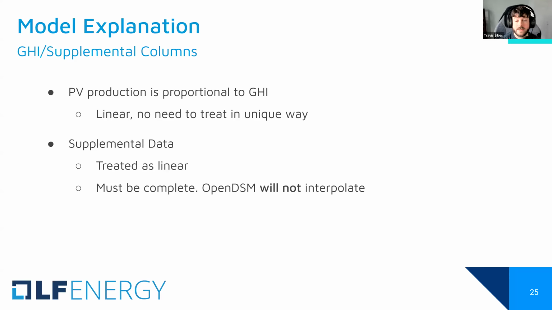In terms of the supplemental data that I brought up before, again, we treat this as linear. And we have to do this because we don't know what people are going to put into supplemental data. It also has to be complete. So we will interpolate or impute, depending on what part of the algorithm it reaches, but we do not impute the supplemental data as we do impute the PV production, the GHI, and the temperature. So this has to be complete if you're going to be using this feature.